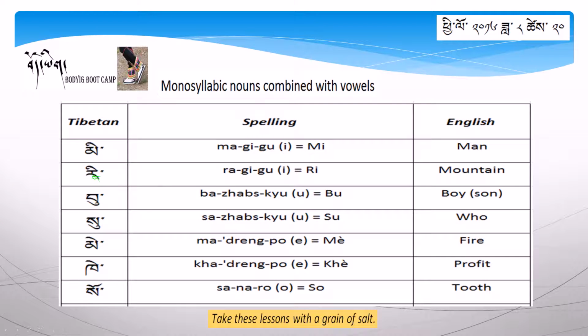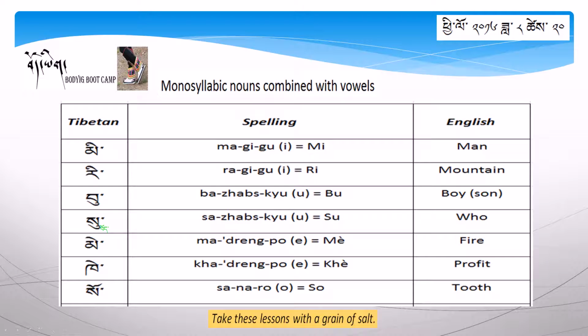Ra by itself is goat, but if you add the kigu on top, it becomes ra kigu ri. Ri means hill or mountain. Pa by itself is cow, but if you put a shapkyu or the vowel at the bottom, then it becomes pa shapkyu pu. Pu means boy or son. So depending on the context, sometimes it could be a boy, sometimes it could be a son.